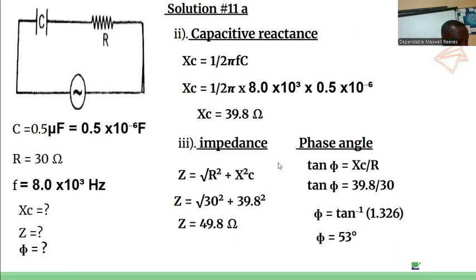Let us move to question 11b. For question 11b, we were asked to name 3 main components in an AC circuit. For the AC circuit, we have the capacitor, the inductor, and the resistor. So these are the 3 main components of the AC circuit.